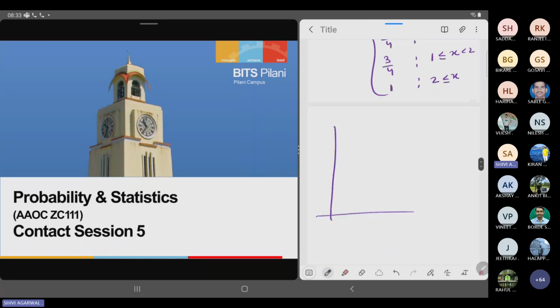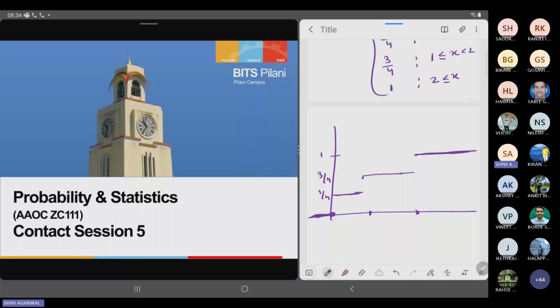Now you can make a graph. Here this is 0, this is 1, and this is 2. So before 0 it is 0. When we reach 0, it starts from 1 by 4. Just before 1 it stays flat, and when we reach 1, it becomes 3 by 4. So it is 1 by 4, then 3 by 4. And then at x equal to 2, it becomes 1, and up to infinity it stays 1, 1, 1 here.